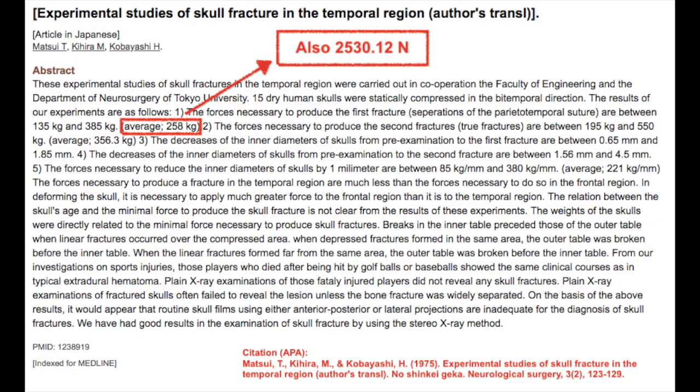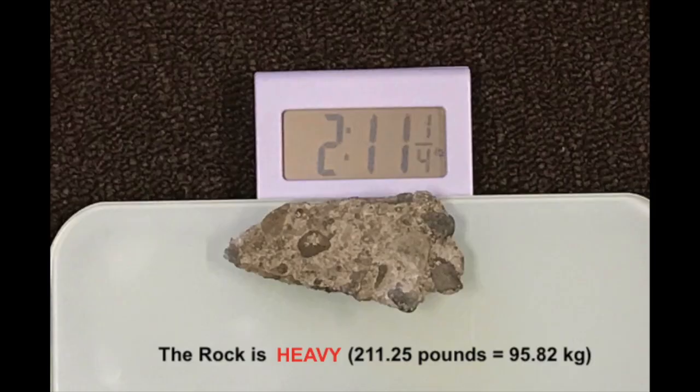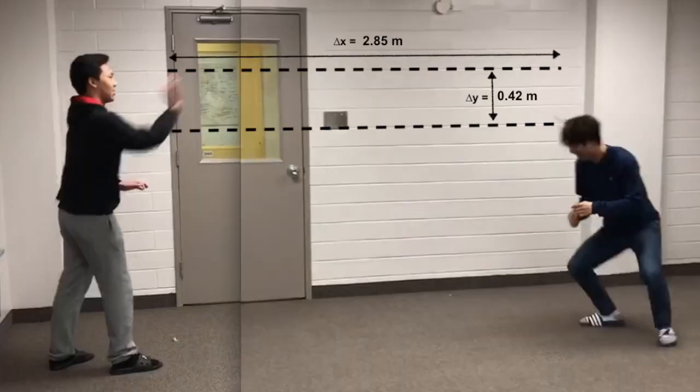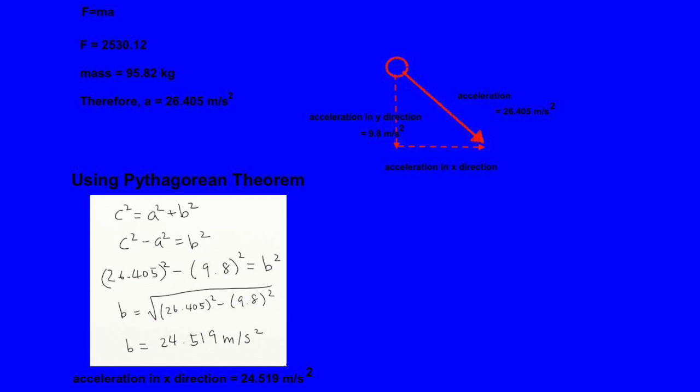Wow. Through a quick Google search, we can find the minimum force required to fracture your skull. We can easily find the weight of the rock. And through the power of Einstein and Physics Girl, we can find delta x and delta y. Oh, I see. So that must mean that we can use F equals ma.